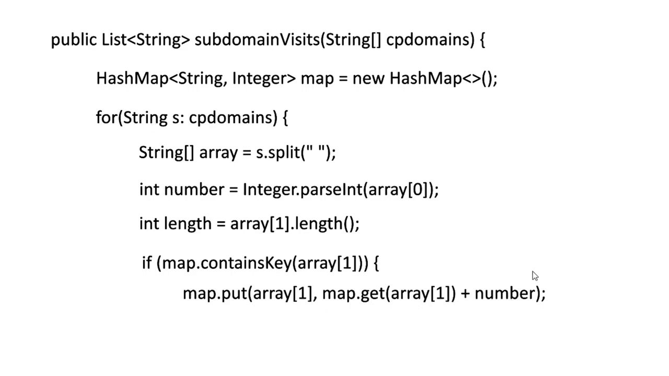This should get a little bit clearer when we go through the debugger. But this is basically doing a put and a get. Else, we're just going to put it into the map. So array 1 is the string, and the number is the integer. All right, so now we're still inside this for loop.